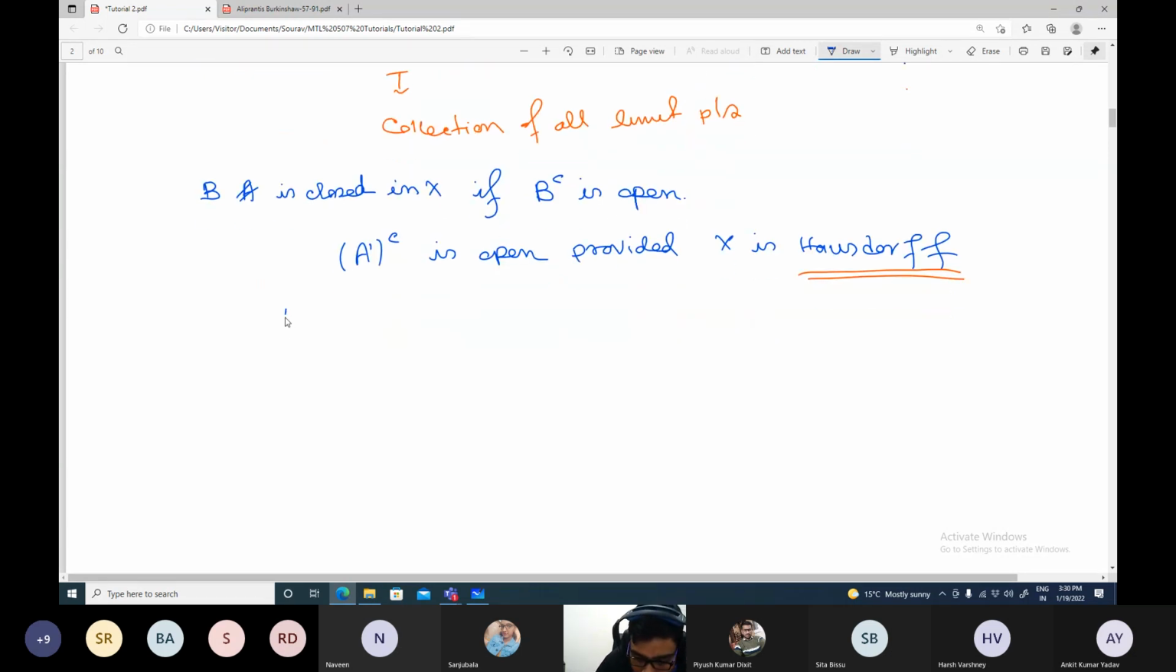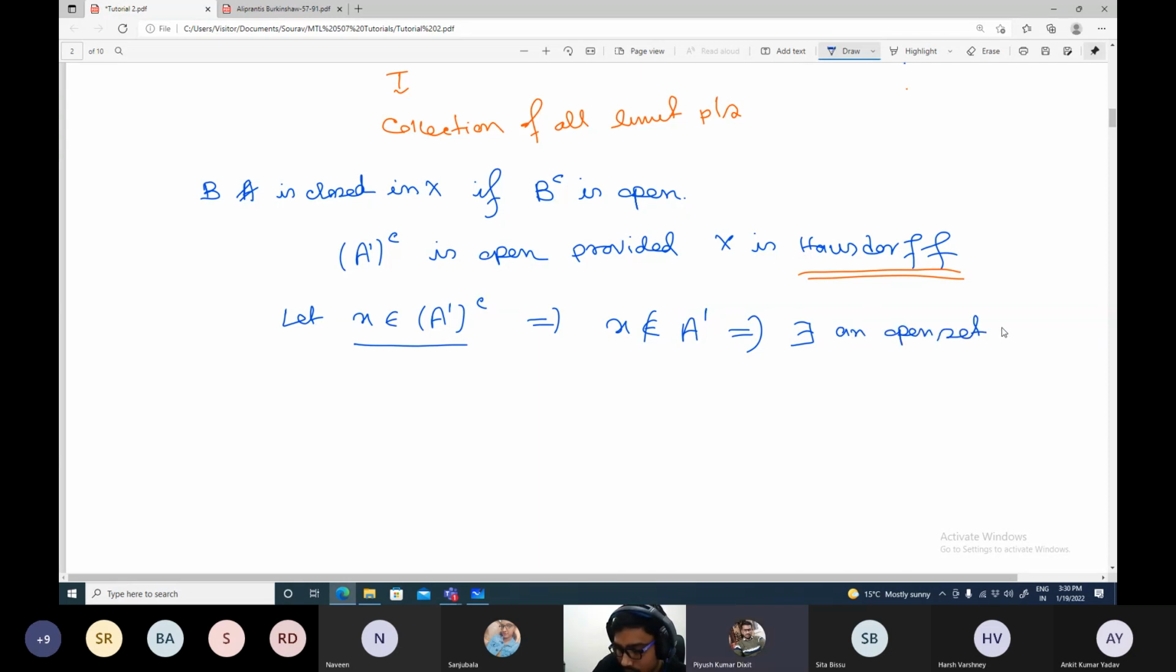So this is simple, right? Let an element X be from its complement. What does it imply? It implies X does not belong to A dash. And what follows? There exists an open set U such that U intersection A minus X is empty. This can be taken as U minus X intersection A, right? These two are the same.